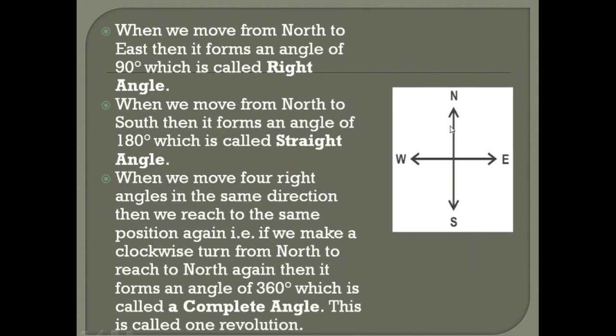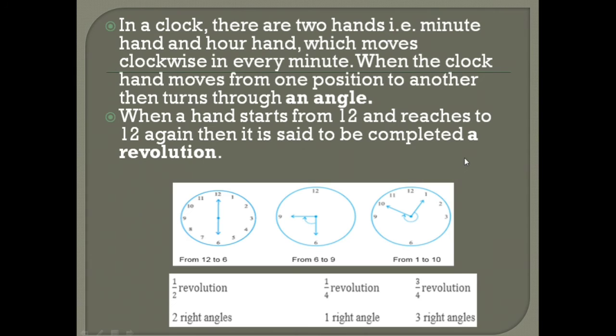How does this happen? Let's see. If we start moving from north and we go east, then we go south and we go west, and again we reach north, then we have completed one whole revolution and it makes an angle of 360 degrees, which is known as a complete angle. So I hope this much is clear.